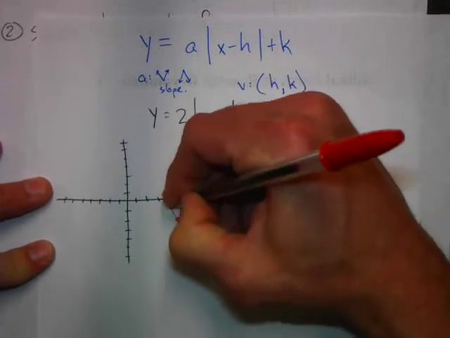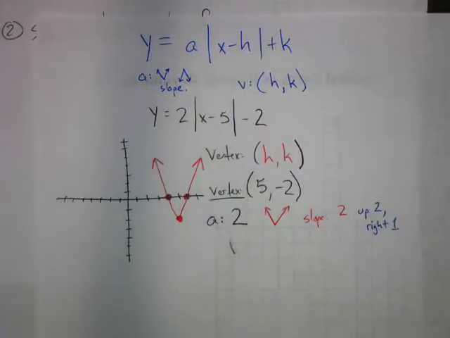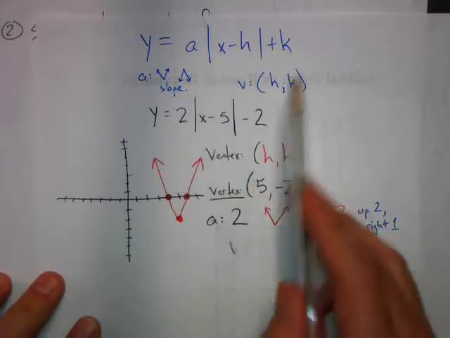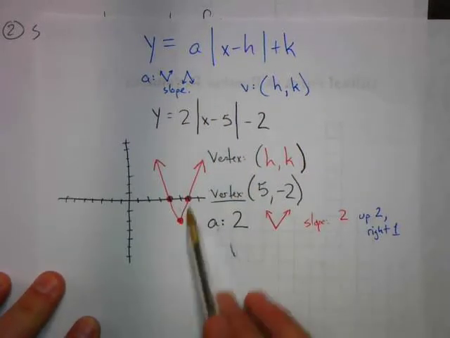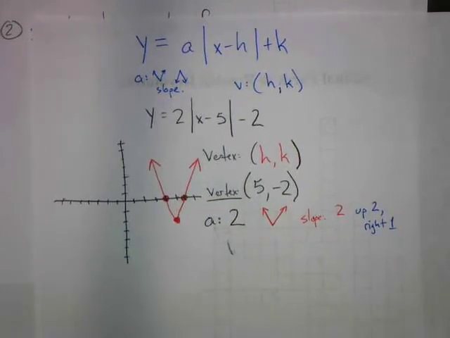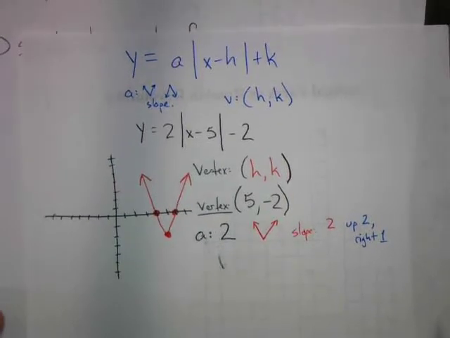So we can sketch our graph. From this equation, we can tell where the vertex is going to be and what the slope is going to be and what the picture is going to make. So we can sketch that graph. And that's how we can use vertex form in an equation.